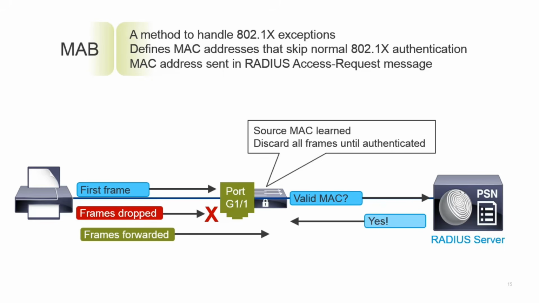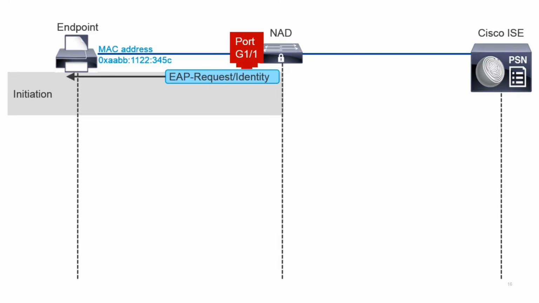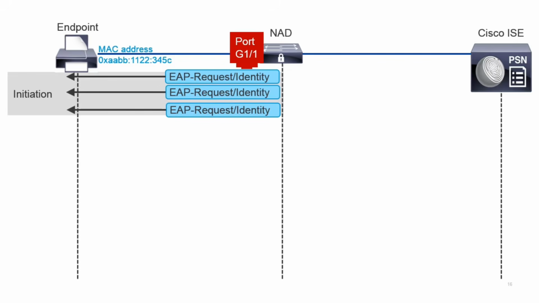Okay, let's look at a scenario where MAB acts as a fallback mechanism to 802.1X. In the initiation phase, the switch detects port link up and initiates authentication by sending an EAP request identity message. If the switch does not receive a response, it retransmits the request. Eventually, 802.1X times out and the switch proceeds on to MAB.